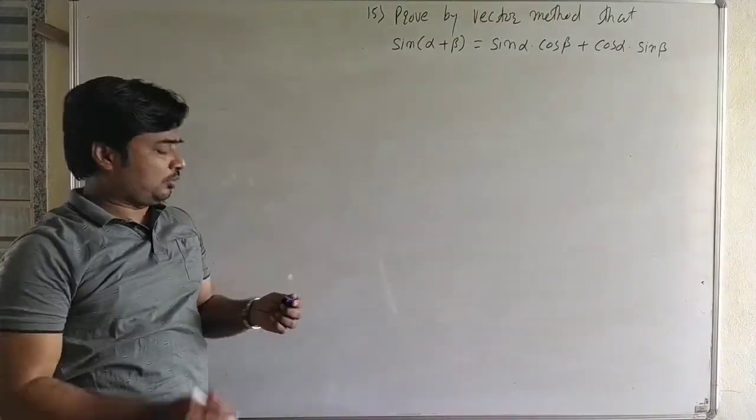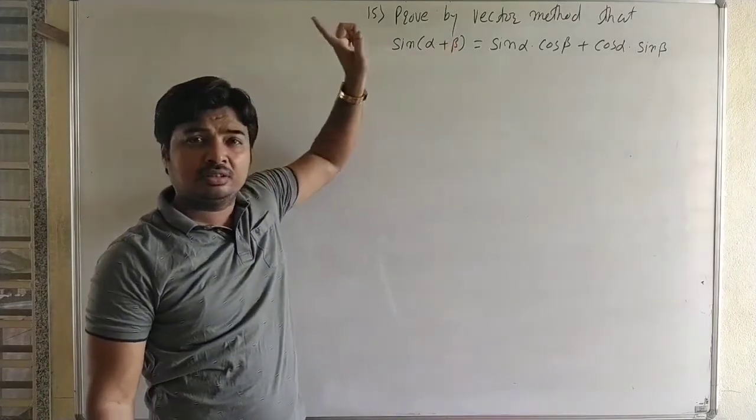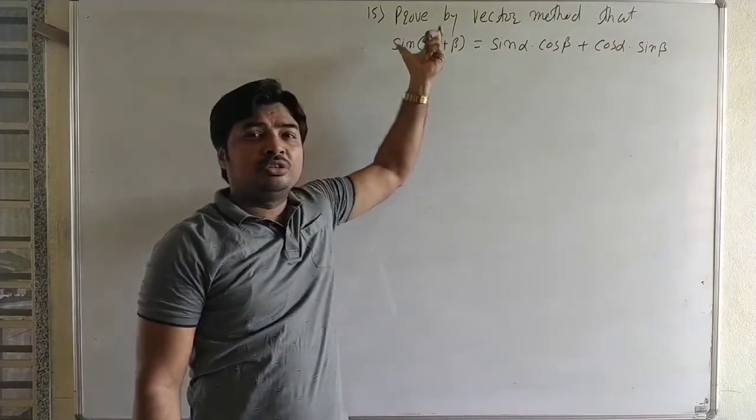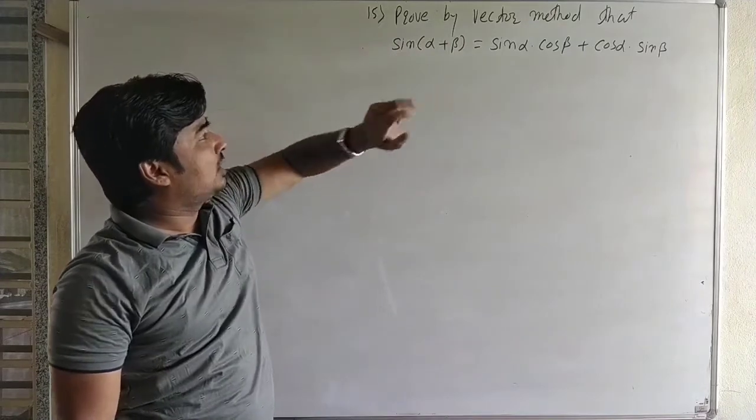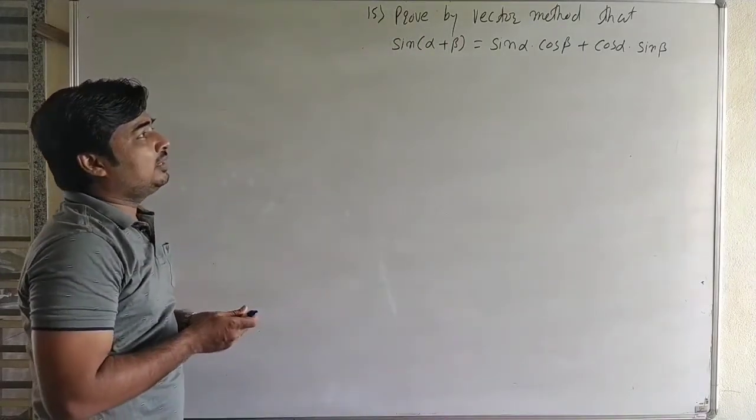this is a trigonometric formula. It is a sum of the angles. Okay, we have already seen in the class 11 trigonometric ratios. Okay, there we use the trigonometric ratios and the standard unit circle. Okay, now here we use the vector method. Okay, here alpha and beta are the two angles.